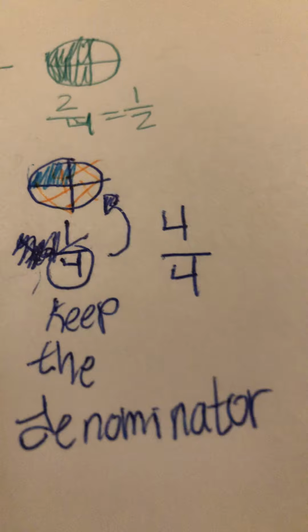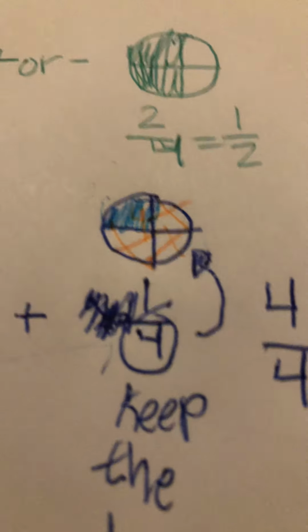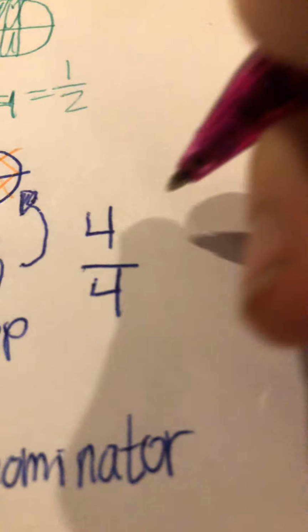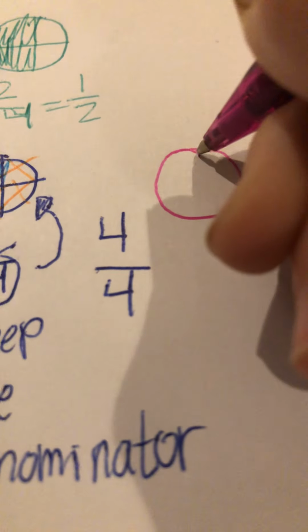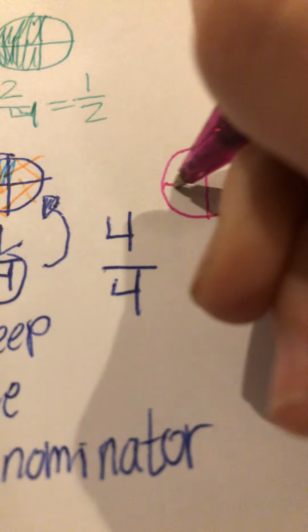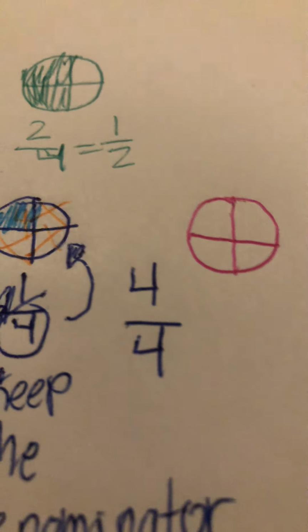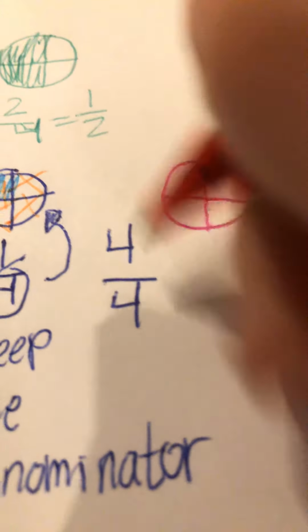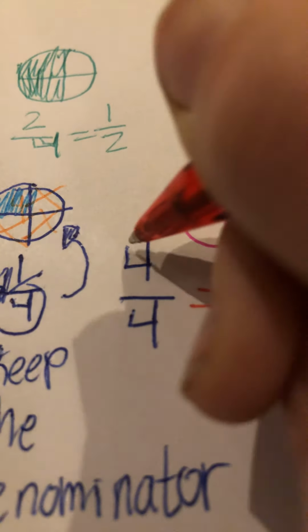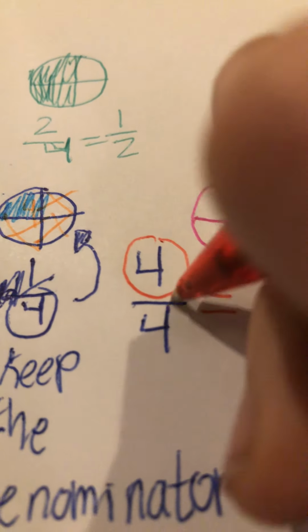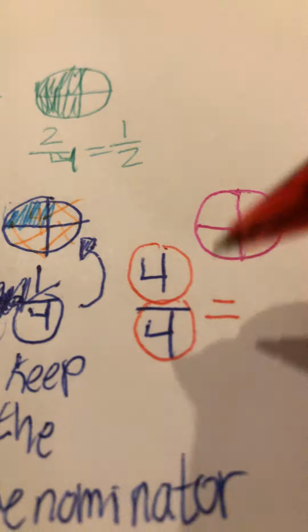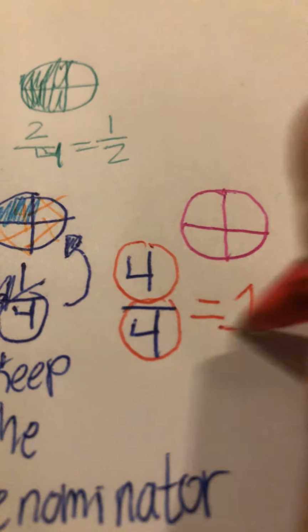And let's do 4 over 4 in a circle to see if we're correct. So we split it into 4, right? I'm going to use red to shade in. And 4 out of 4, we learned this. If it's the same on both, that means it equals 1.